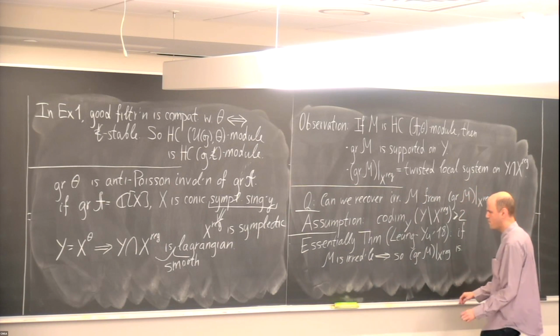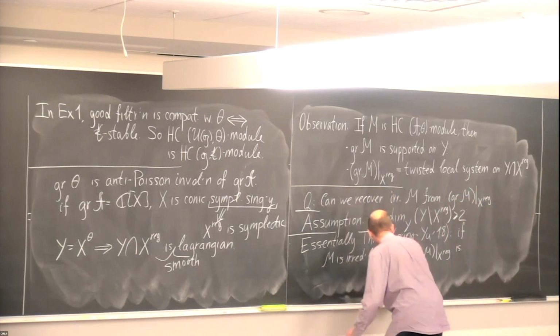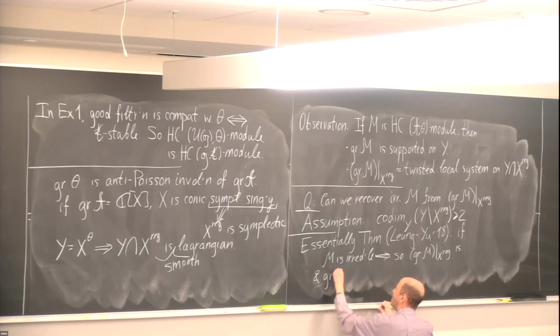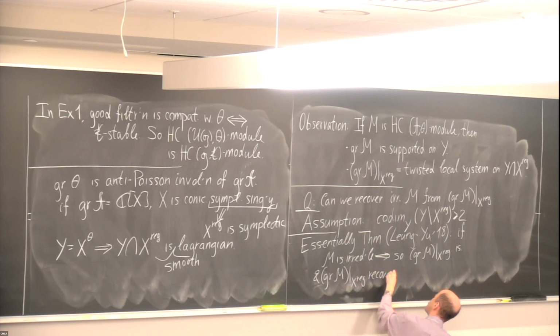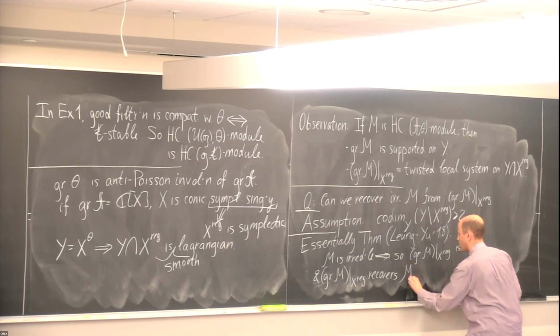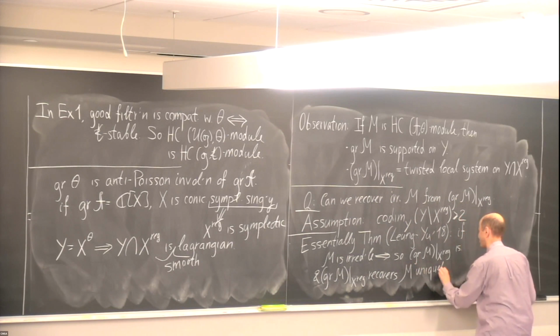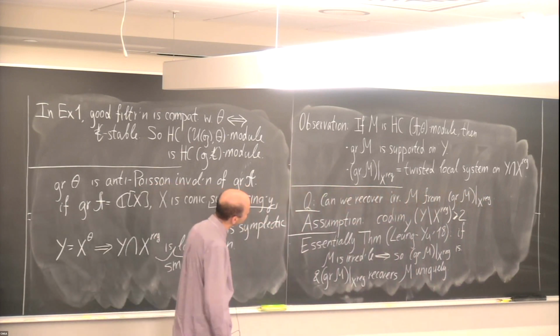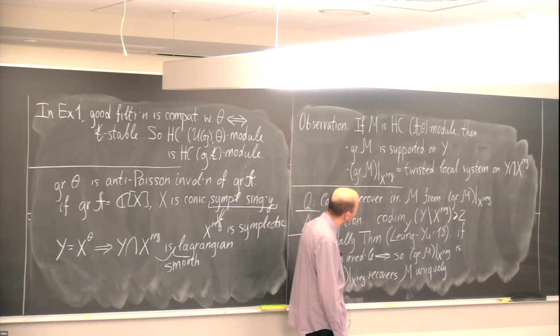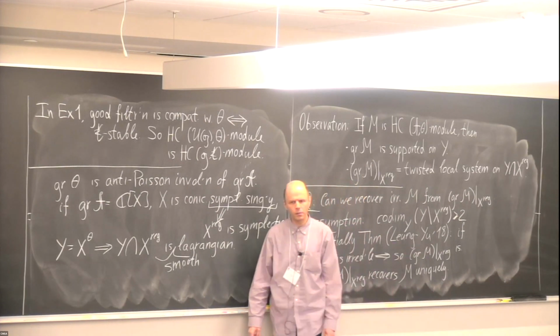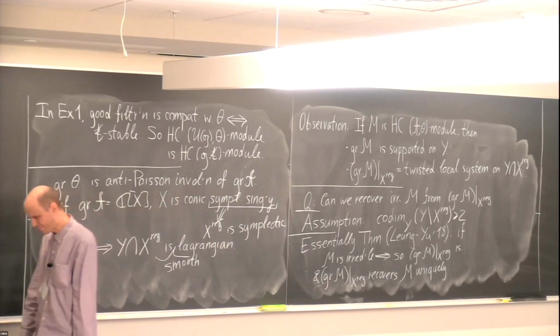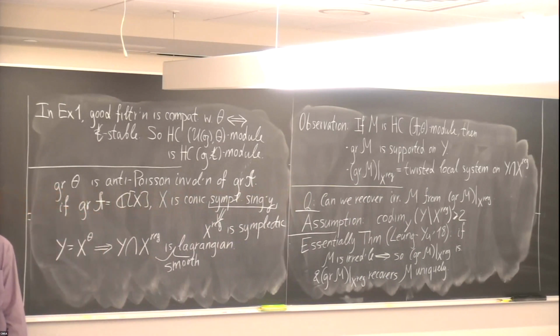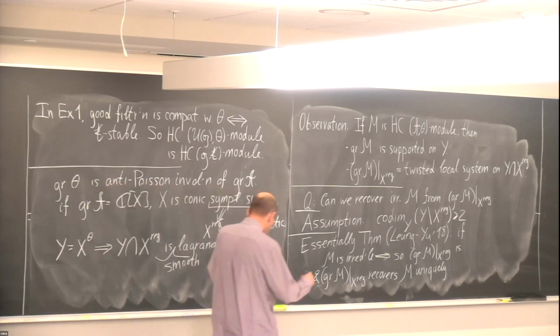And moreover, the twisted local system recovers M uniquely. So somehow, a slightly imprecise way to think about it is that you actually have a functor going from the category of Harish-Chandra modules to this category of twisted local systems, and this functor is basically fully faithful. It's actually a theorem in some cases.